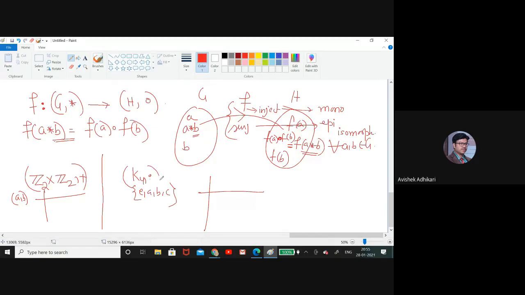But apparently they look quite different, but they have the exact same algebraic property. That's why both the groups are the same. So there are many common things there. So as an exercise, I just want to mention a few of them.